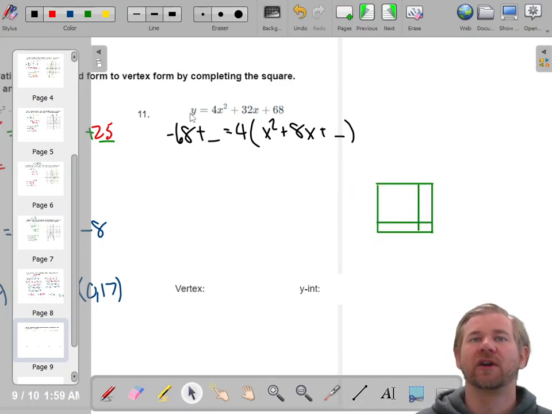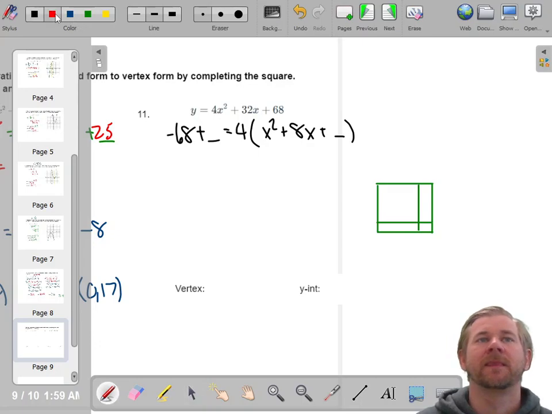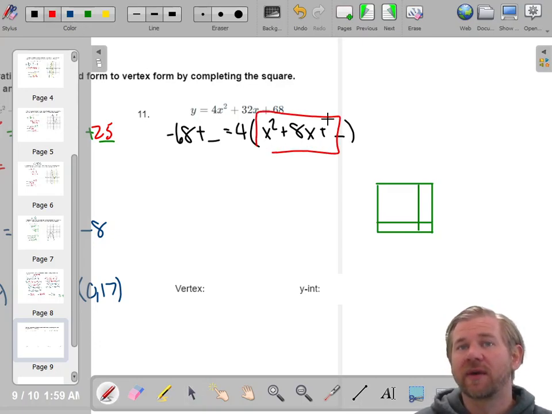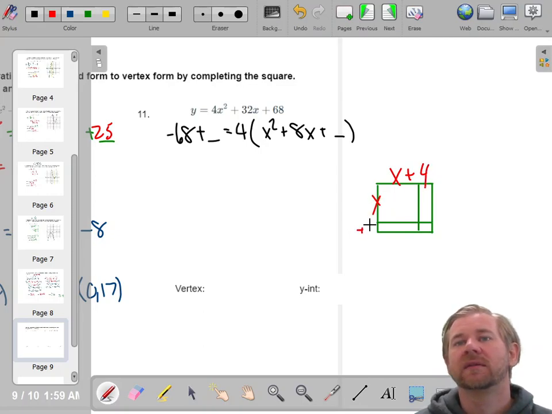So you move the 68 over, now it's negative. I'm going to get ready to complete the square. And on the right side, I factor out whatever a is. Whatever that a value is has to come out. Now, we're completing the square right here. Half of 8 is 4. So we're going to add 16 to both sides.